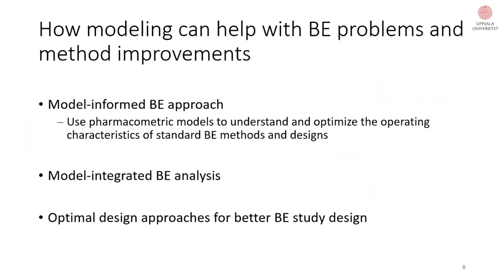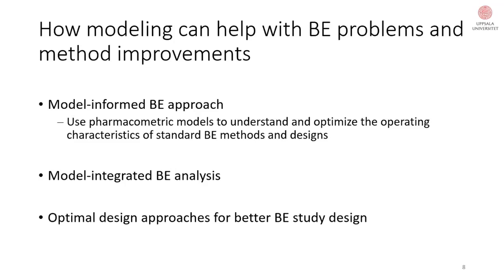Modeling, I believe, can help with a number of these bioequivalence problems, and it can improve the methods that we use to evaluate bioequivalence. And I think there's two basic ways we can use models to improve bioequivalence. We can use a model-informed approach, and that's where we might use a pharmacometric model or some population model to simulate data to then understand the operating characteristics of a standard study design or some new study design and change those operating characteristics. So when you analyze it using a standard NCA-based analysis, you maybe have different bioequivalence limits.